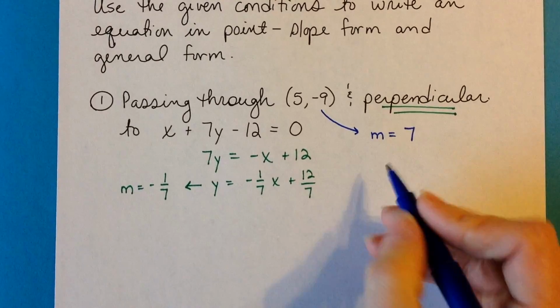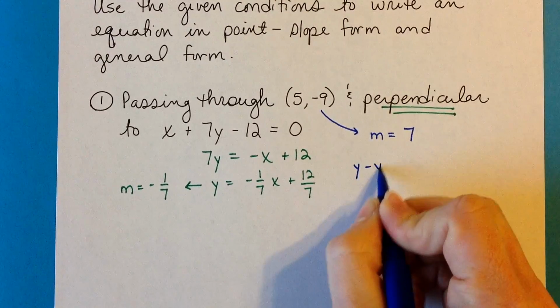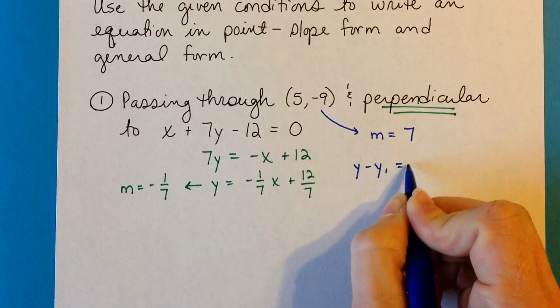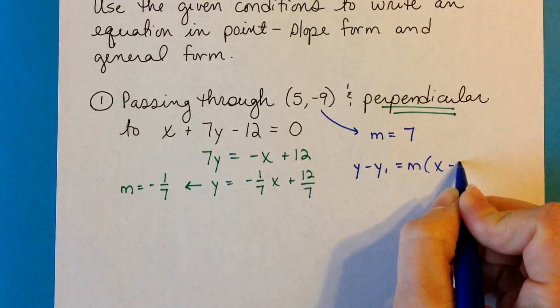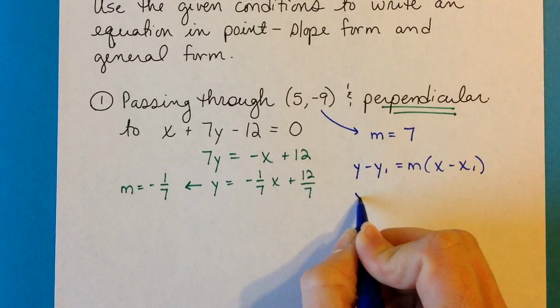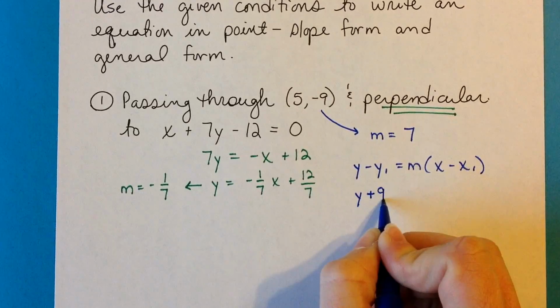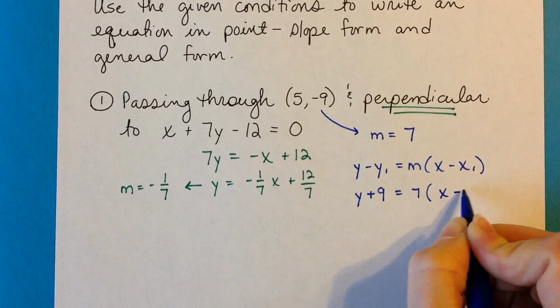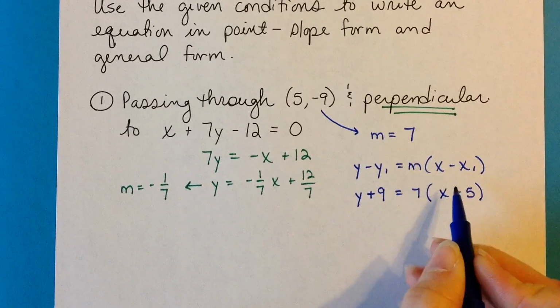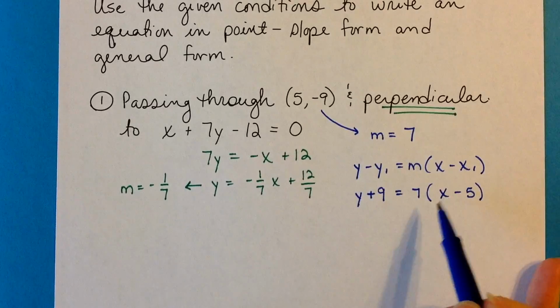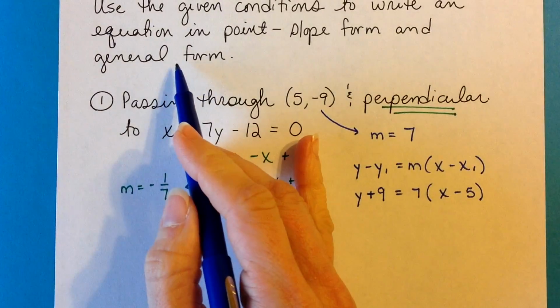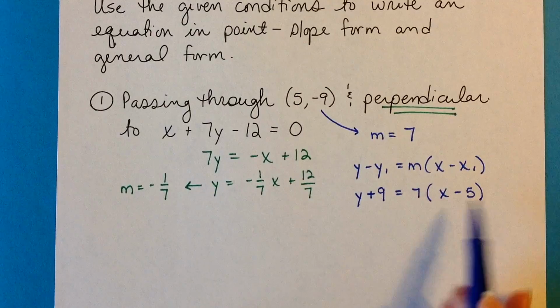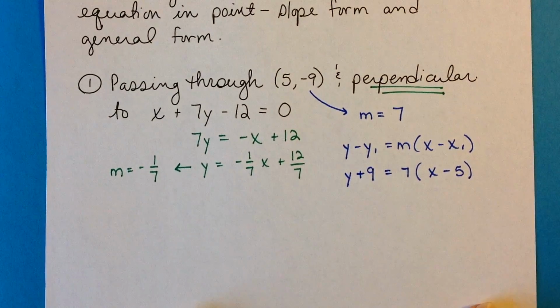Okay, so now substitute your information into your point-slope form. So I would have y minus negative 9 is equal to 7 times x minus 5. Now, even though we're going with general form this time, you're still going to want to distribute and get rid of the parentheses.